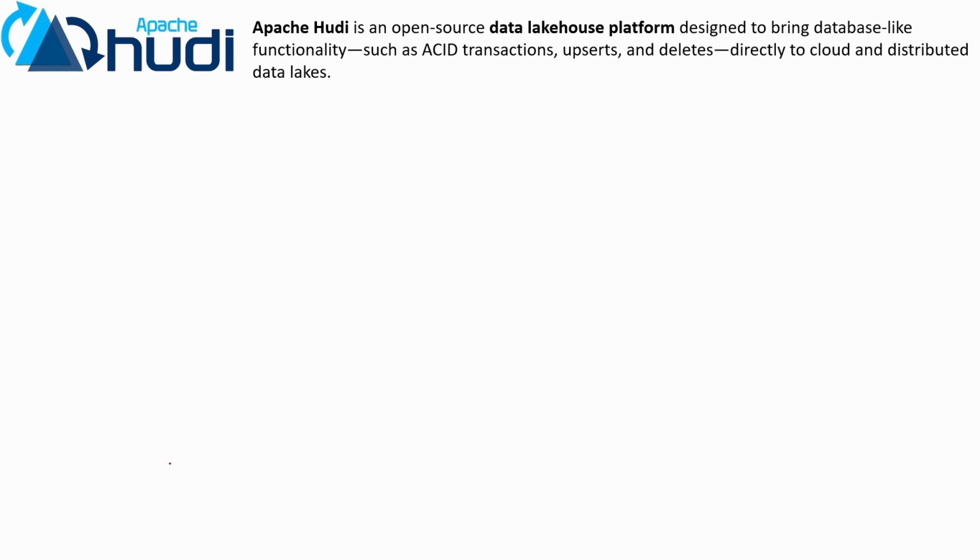Next one is Apache HUDI. Apache HUDI is an open source data lakehouse platform designed to bring database-like functionality such as ACID transactions, inserts and deletes directly to cloud and distributed data lakes. As you have seen, all these big three support ACID transactions, upserts and deletes, right? So this makes these three very beneficial for cloud data warehouses, and that's the only reason these are very extensively used to store your data.